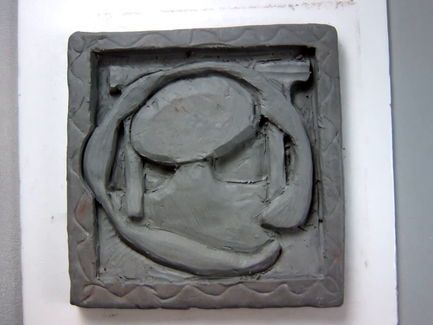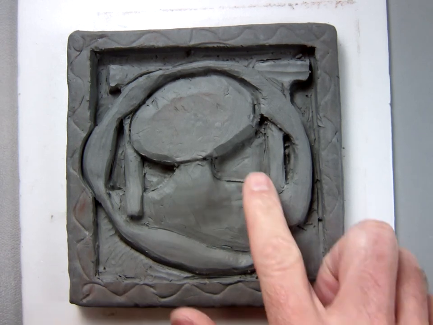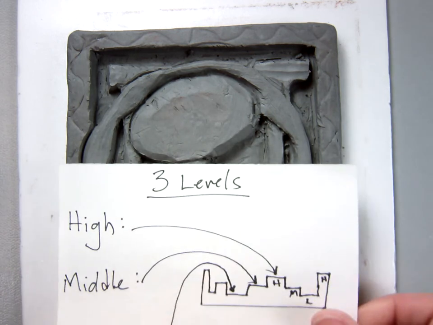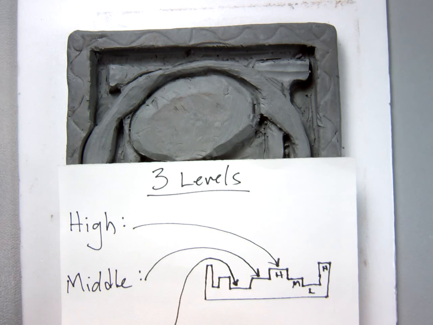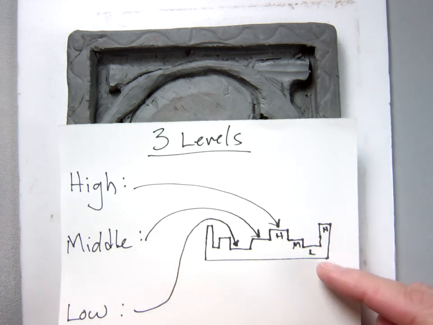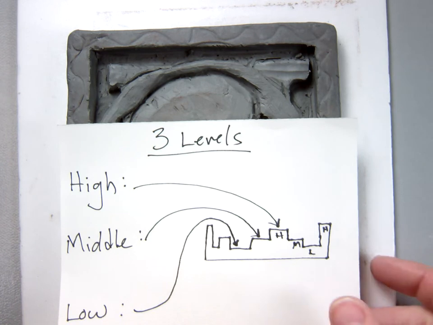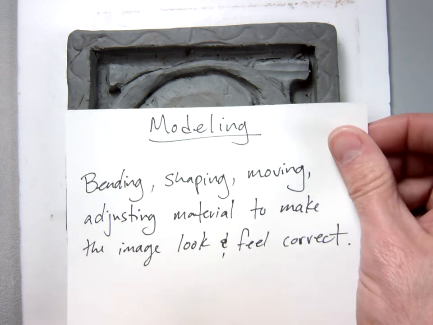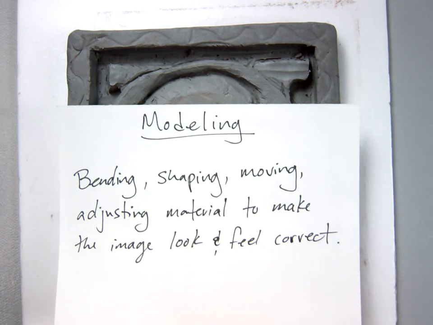Welcome back. For the start of this video, you should have all of the levels or different heights of your clay tile carved away. So you've got your high level, your medium level, and your low level all carved in. And in this video, we're going to talk about a couple different things. Number one, we're going to talk about modeling. That's the bending or shaping or moving and adjusting of the material to make the image look and feel correct.